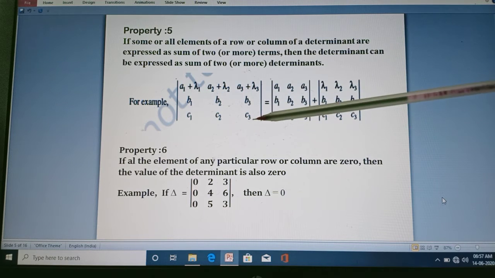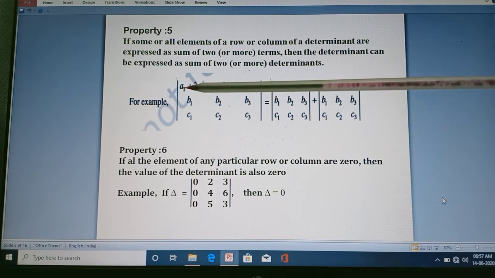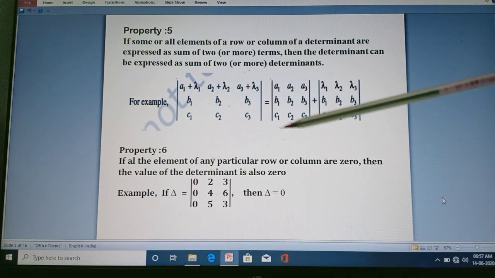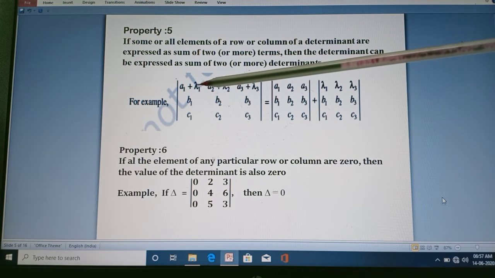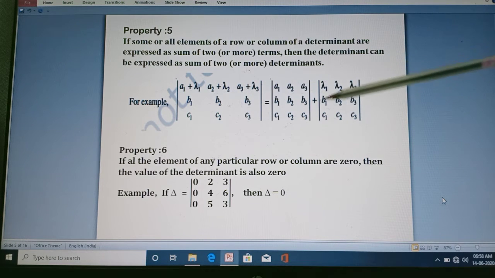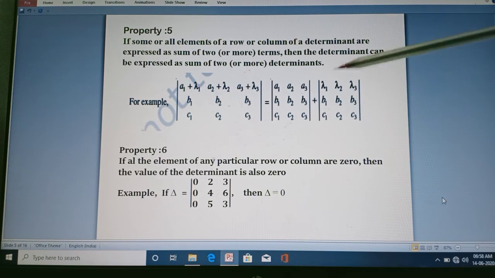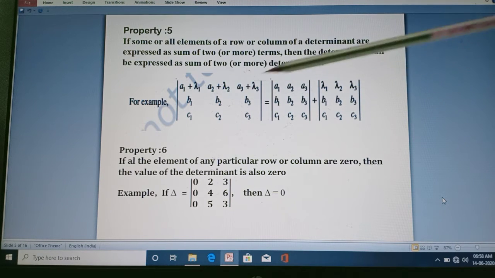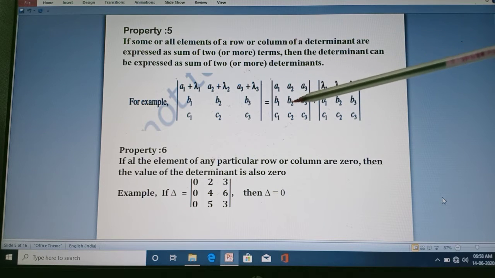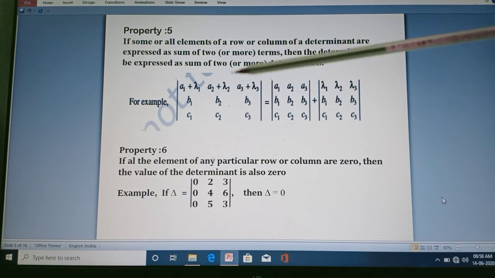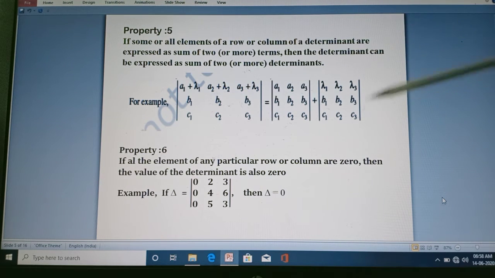Then this can be split into two determinants of the same order like this: a1, b1, c1, a2, b2, c2, a3, b3, c3. This is one determinant, and using the elements lambda 1, b1, c1, lambda 2, b2, c2, lambda 3, b3, c3, we get another determinant. After expansion, the value of this will be the same as the sum of the determinants of these two determinants. Okay students, both sides will be equal. So we can split this determinant like this.